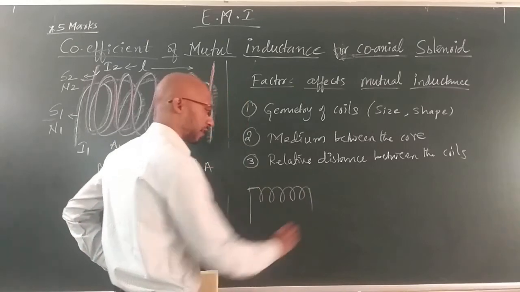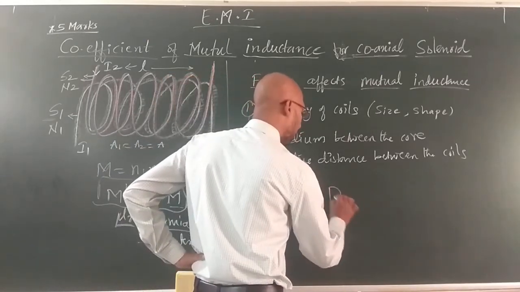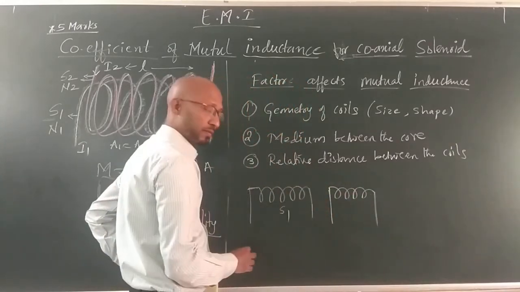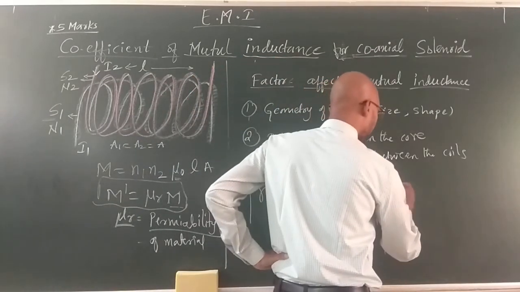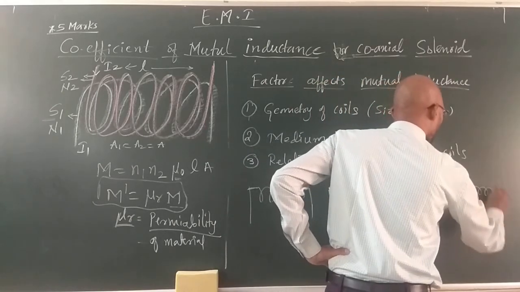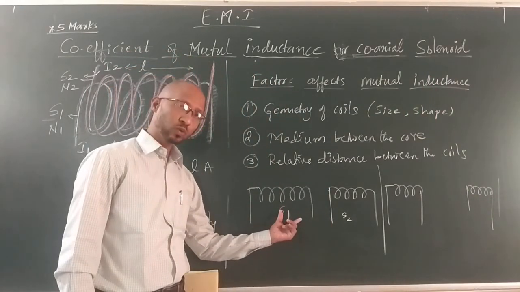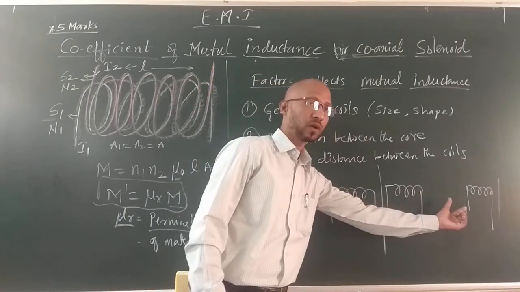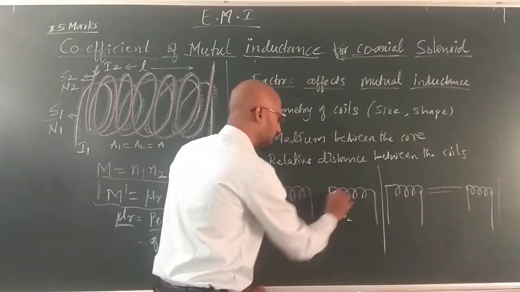One coil I kept like this, say S1 solenoid. One more I kept like this, very close. If I arrange one more thing, see here in these two arrangements, the first two coils are kept a little bit closer, whereas the second set of coils are kept far apart. It means the magnetic flux will be changing its value.